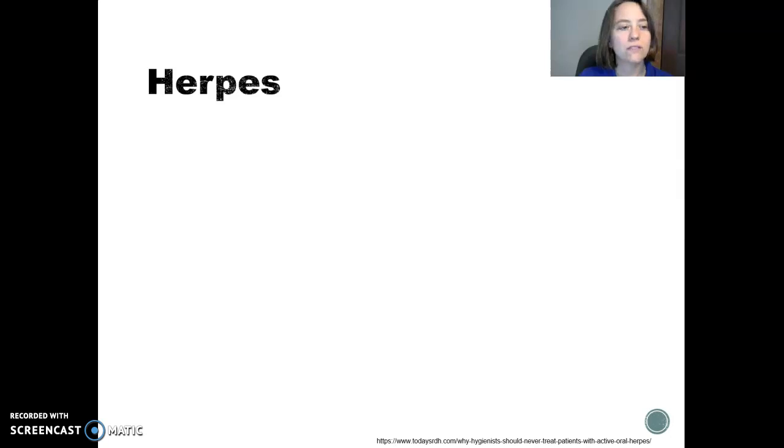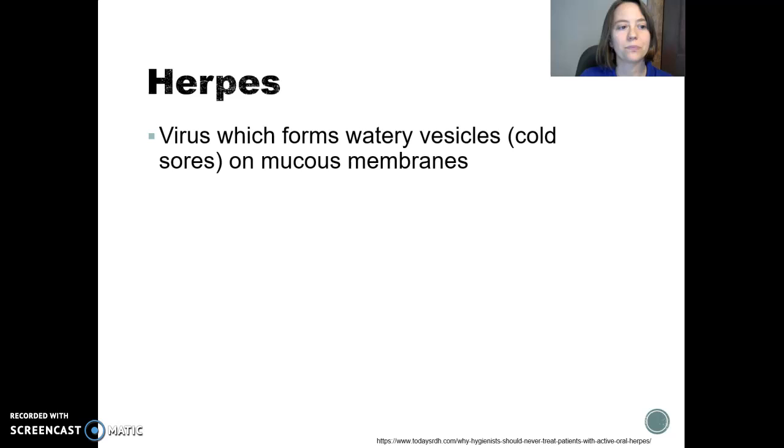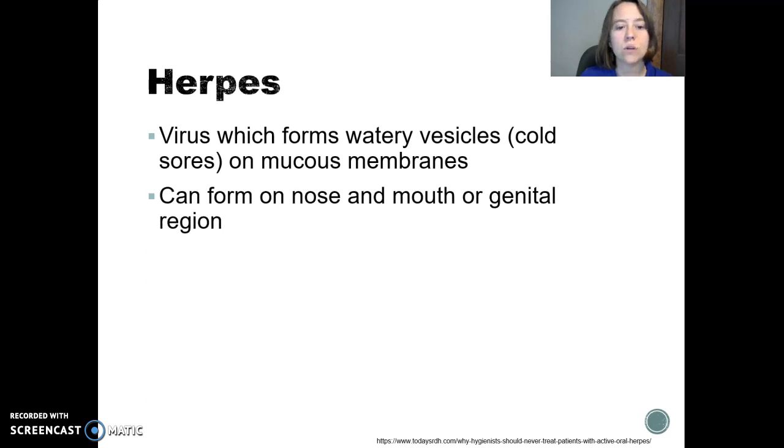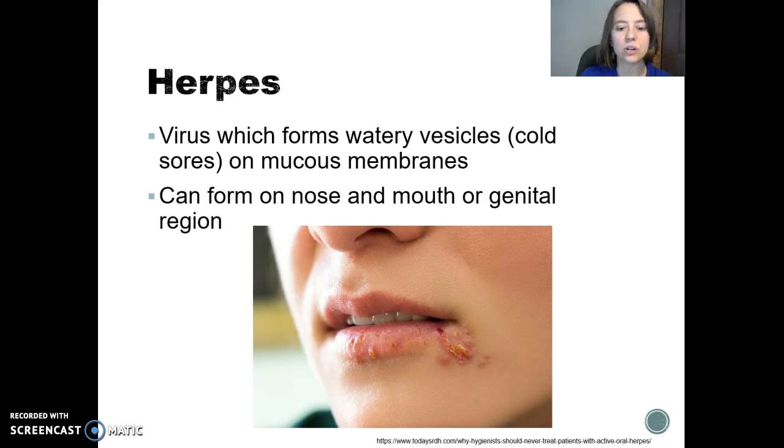The fourth and final disorder we're going to talk about is herpes. Herpes is a virus which forms watery vesicles or cold sores on mucous membranes. These can form on the nose, mouth, or genital regions. Here is a picture of the watery vesicles on the mucous membranes on the mouth.